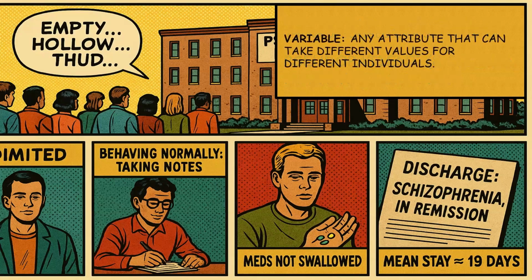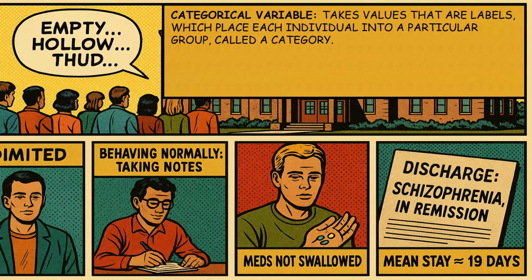Next one is variable. And a variable is any attribute that can take different values for different people, animals, or things, for different individuals, right? So any characteristic that can be different amongst different individuals. So before we take a look at examples of a variable from this study, we need to split variables up into two broad categories. The first one is a categorical variable. And a categorical variable, they take values that are labels. And then each individual, pseudopatient or hospital, for example, gets put into a particular group based on that label, and then that group is called a category.